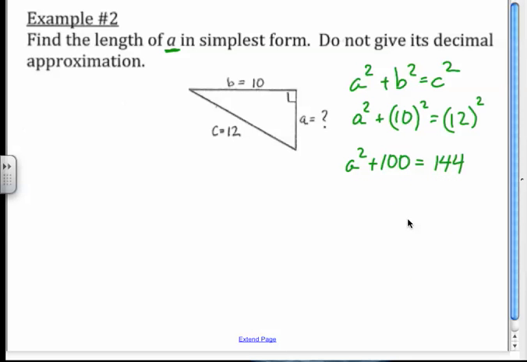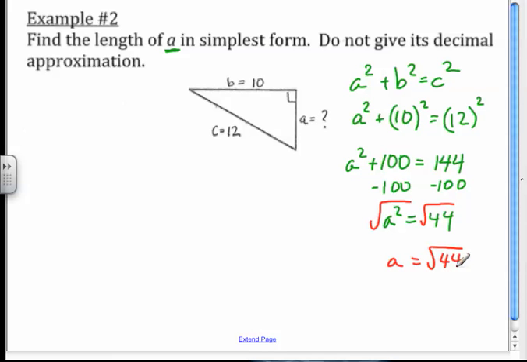Let's see. Subtract 100 from both sides. I'm going to get a squared is equal to 44. And remember, I got to take the square root of both sides. Right? If I take the square root of the left side, I have to also take the square root of the right side. I'm going to get a is the square root of 44.